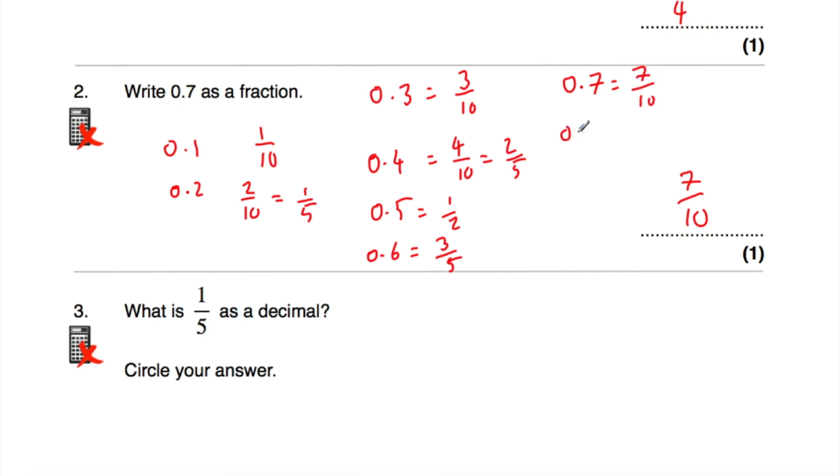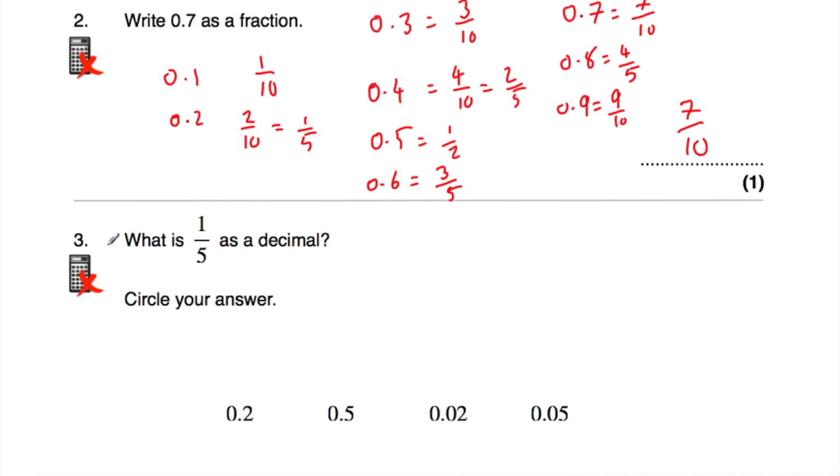You should know that 0.8 is equal to 4/5, because 8/10 is equal to 4/5 if you cancel it down, and then 0.9 is equal to 9/10. So they're very important that you know those off by heart, or know that if you've got 0.7, that's just 7/10, and that's it. Okay, let's have a look at the next question, question number 3.